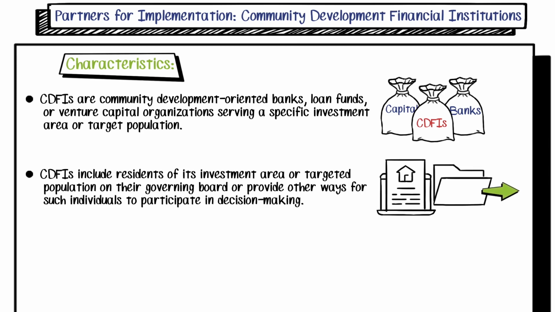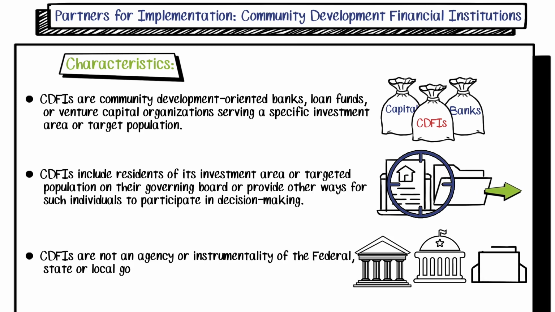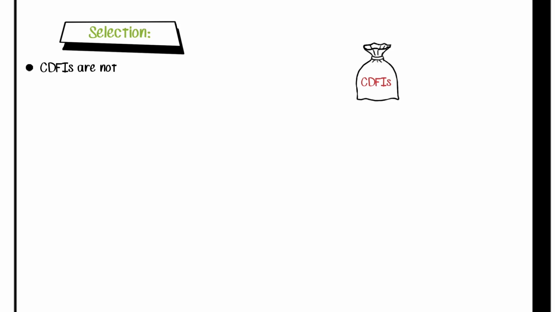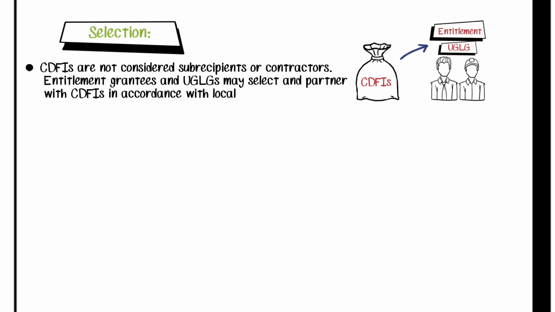CDFIs must demonstrate that they maintain accountability to residents of their investment area or to their target population by providing ways for these groups to be represented on the CDFI's governing board or through other methods of representation. CDFIs may not be an agency or instrumentality of the federal, state, or local government, except Native American tribes. Under the CDBG regulations, CDFIs are not considered subrecipients or contractors. Therefore, entitlement grantees and units of general local government may select and partner with CDFIs according to their local procedures.